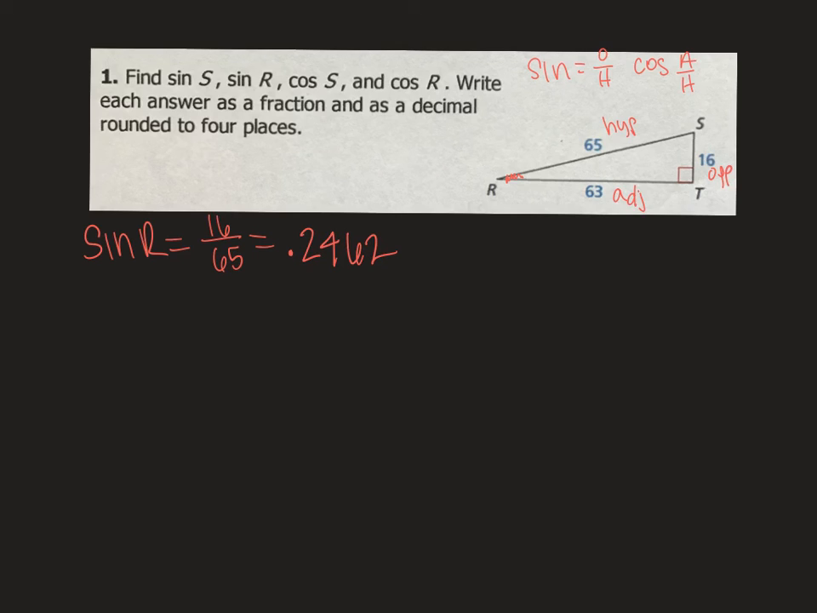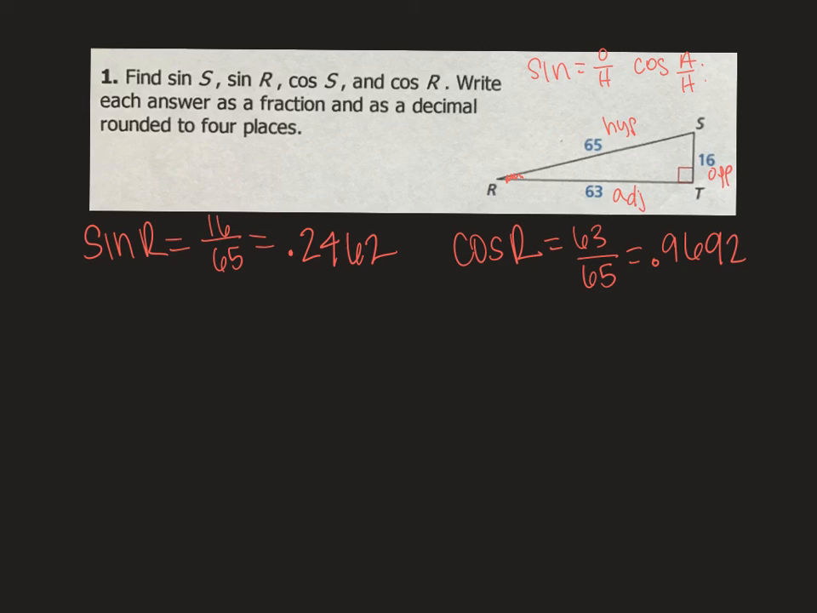And then for cosine of angle R, cosine is adjacent over hypotenuse. So our adjacent side is that 63 over our hypotenuse of 65, which also will not simplify down. So when we write that fraction as a decimal, we get 0.9692.